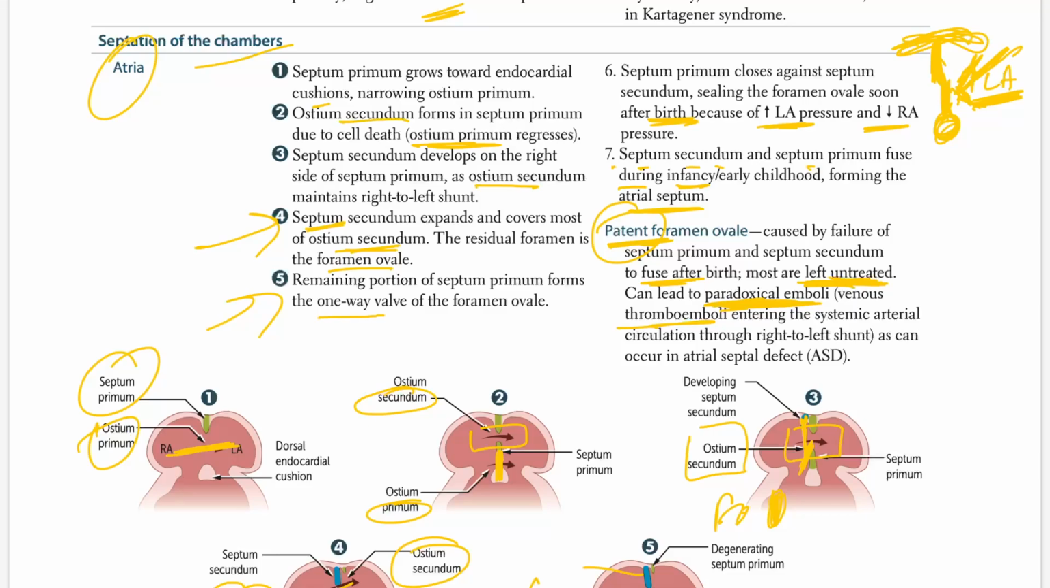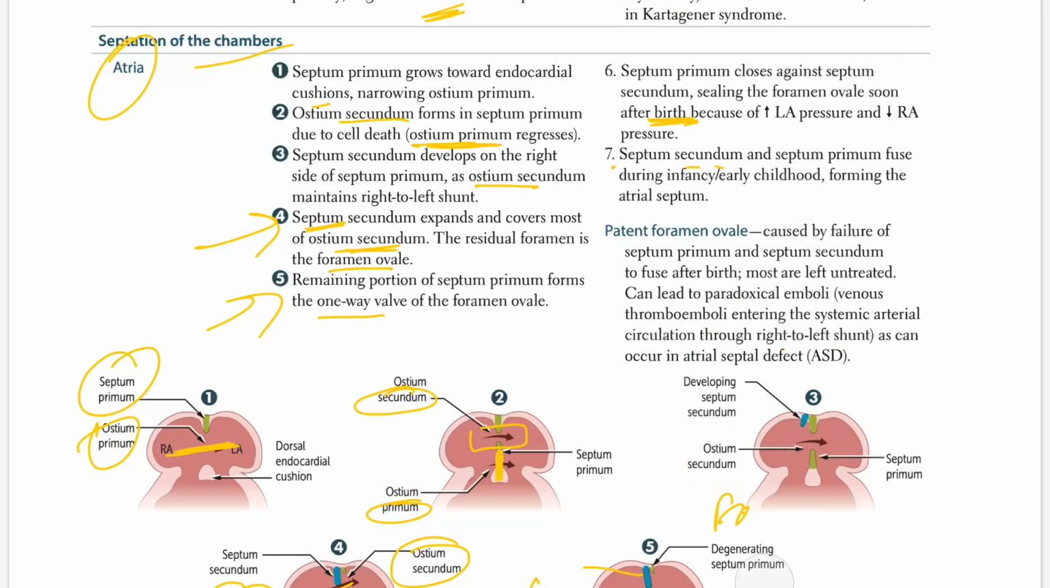So patent foramen ovale is caused by failure of the septum primum and secundum to fuse after birth. So there is no fusion. When there is no fusion, which are left untreated, they can lead to paradoxical emboli, which is venous thromboembolism entering systemic arterial circulation through a right to left shunt, and can occur in ASD as well. So this is all about PFOs, which are patent foramen ovale.